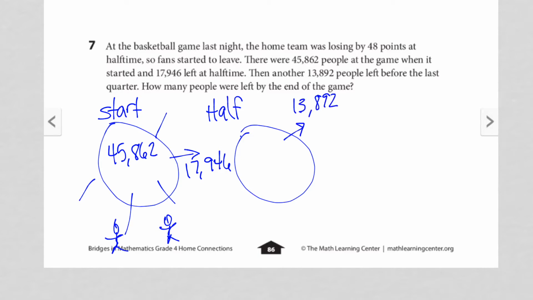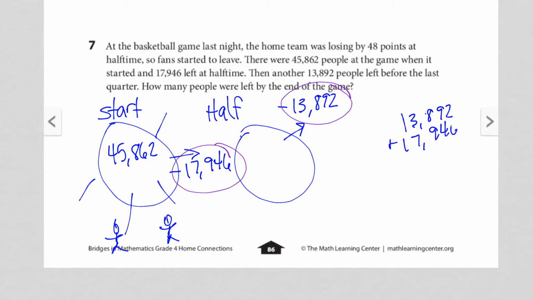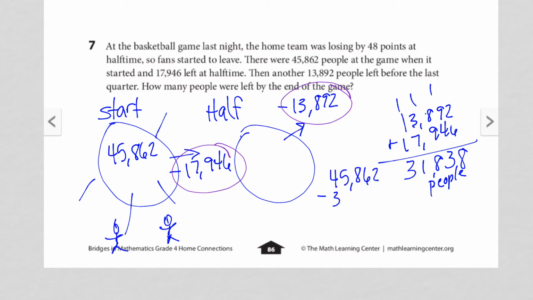left after that. So I could be doing a double subtraction, or I could go ahead and add these two together and then subtract them from 45,000. Normally kids seem to think addition's a little easier, so let's do the addition first. So 13,892 plus 17,946. We add them together. We get 31,838 people that at some point left during the game. So now I need to do my subtraction from my beginning number and see what we get.